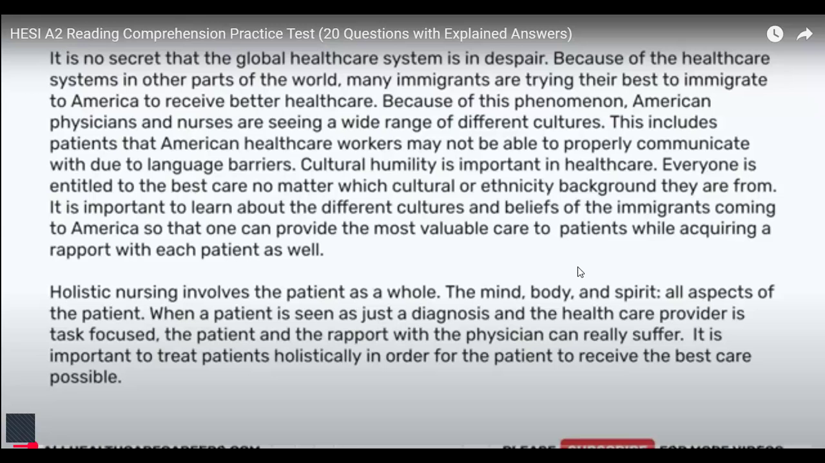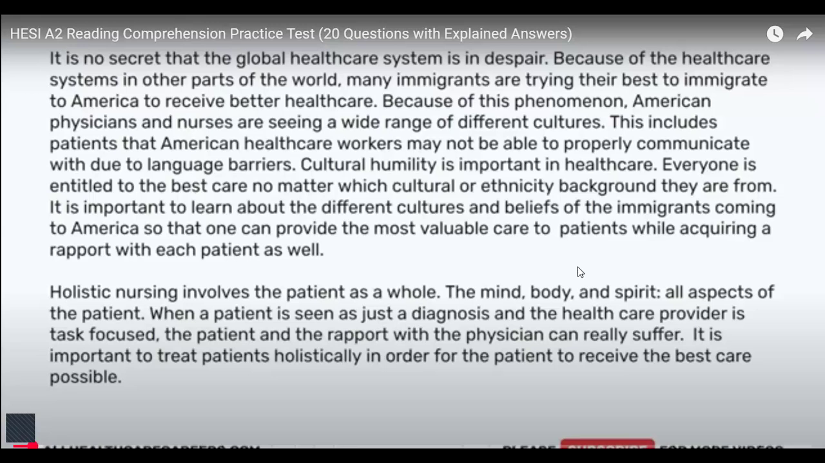When a patient is seen as just a diagnosis and the healthcare provider is task focused, now they give you a warning. If you don't see him as a whole human being, you're just getting information and grabbing their arm and taking their blood pressure and stuff, right? The patient and the rapport with the physician can really suffer. What does that mean? It means if the patient doesn't trust you, you're not able to provide the best health care because they're not going to communicate with you very well.